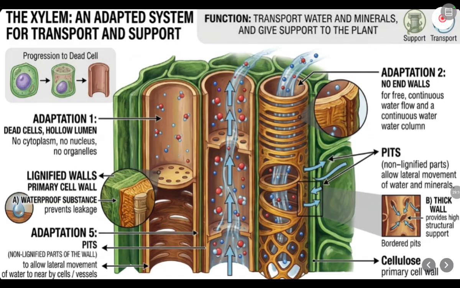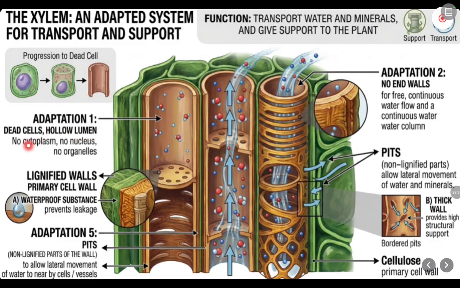Now for the last and final specialized plant cell, which is the xylem vessel. For here, the xylem vessel, it's an adapted system for transport and support. It transports water and it supports the plant from falling and giving it the support it requires. So what is the function of a xylem? It transports water and minerals and gives support to the plant. First adaptation, it has dead cells and hollow lumen.